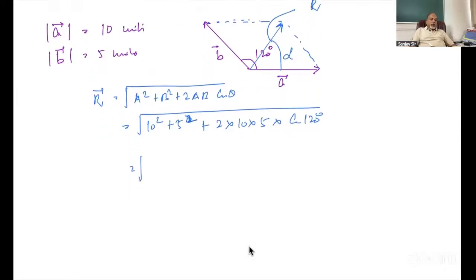So this will be basically 100 plus 25 plus 100 into cos 120, which is minus 1 by 2. And this will give you 5 root 3.